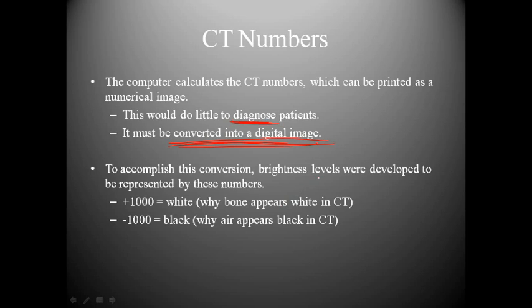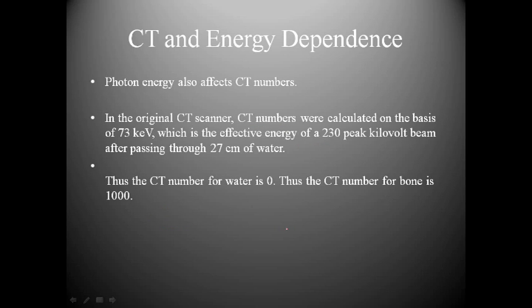To accomplish this, the conversion brightness levels were developed to be represented by these numbers. Plus 1,000 equals white, and negative 1,000 equals black. And so this is why air appears black and why bone appears white. And so basically you associate plus 1,000 with being white, being more dense, such as bone, and negative 1,000 being black or less dense, just like air is.